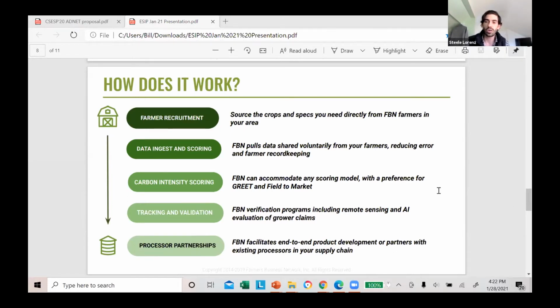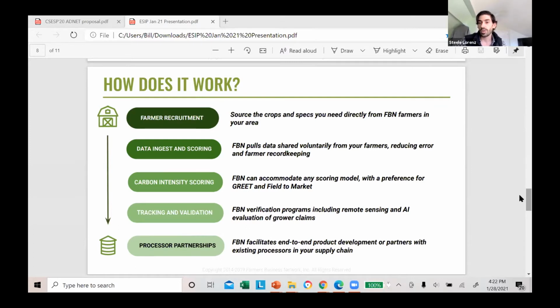FBN does not build its own environmental models. We use third-party models. We've used GREET, Comet Farm, Field to Market is a flavor of some of those different models. We've also used N-Balance, which is a nitrogen use efficiency scoring produced by the Environmental Defense Fund.